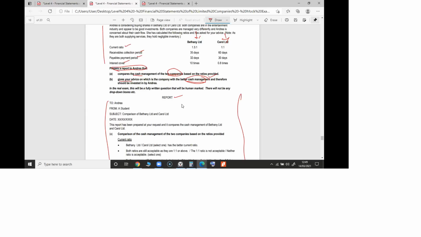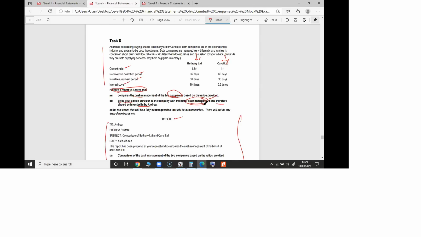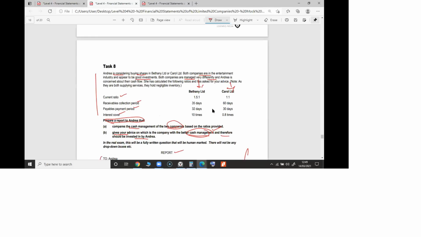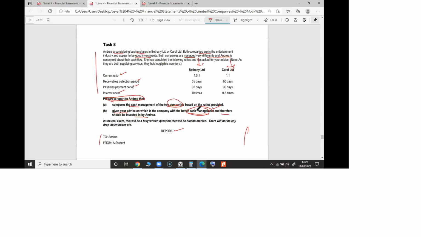Therefore, which should be invested in by Andrea? Where should Andrea invest? Before I reveal the answer, let's read this. Andrea is considering buying shares in Bethany Limited or Carol Limited. Both companies are in the entertainment industry and appear to be good investments. Both companies are managed very differently, and Andrea is concerned about their cash flow.